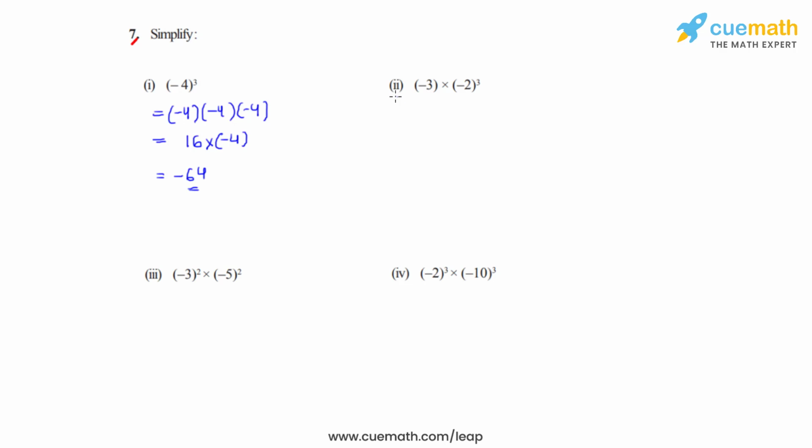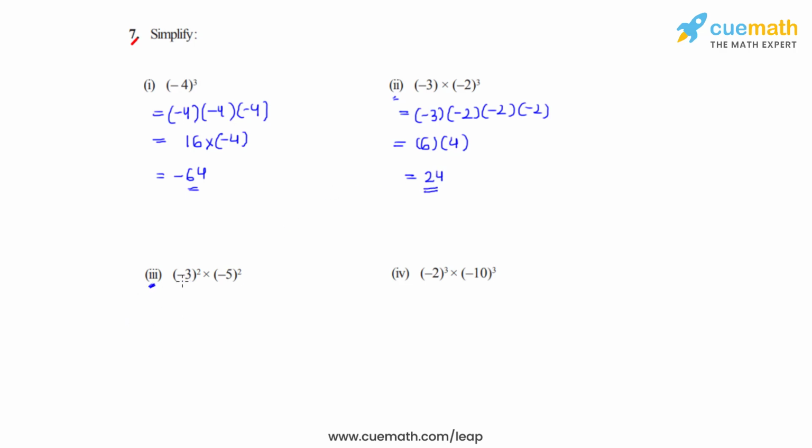Coming to the second bit, we have negative 3 times negative 2 raised to 3. That is, negative 2 is multiplied 3 times. So when we multiply negative 3 and negative 2, the product is positive 6. And when we multiply negative 2 and negative 2, the product is positive 4. So the answer becomes positive 24.